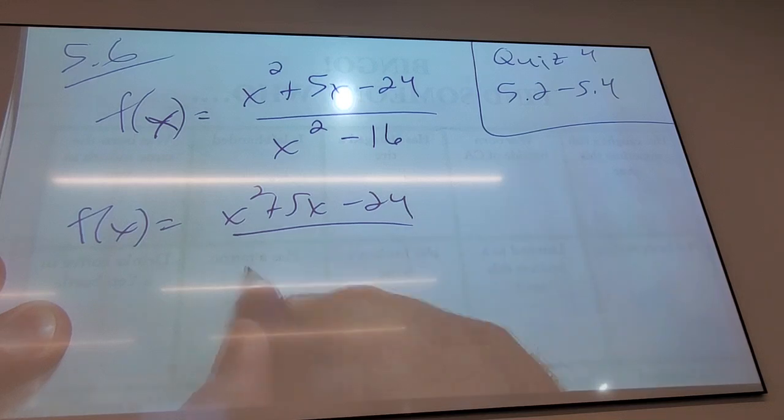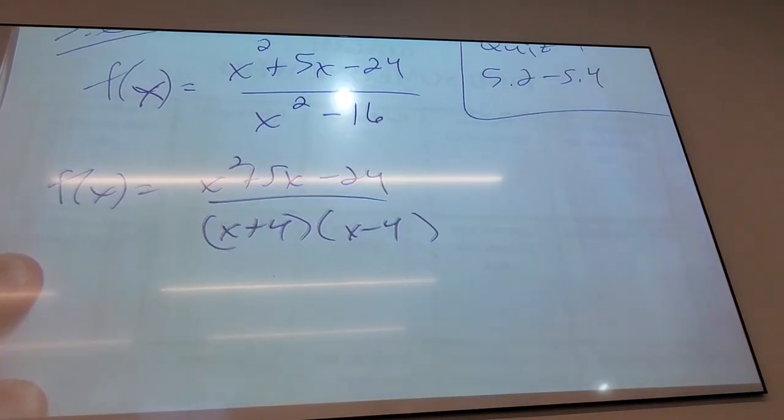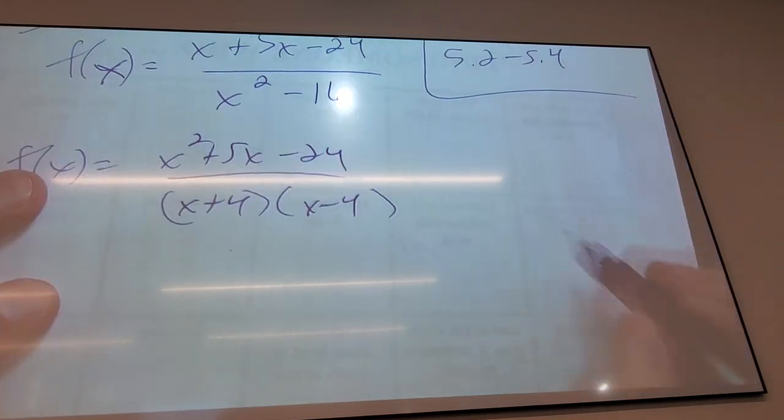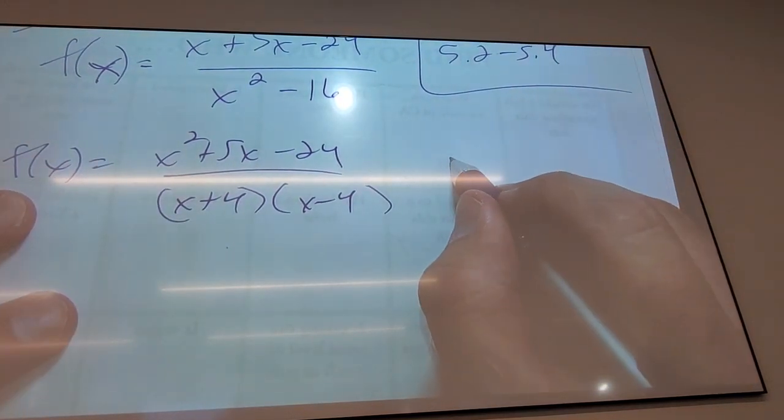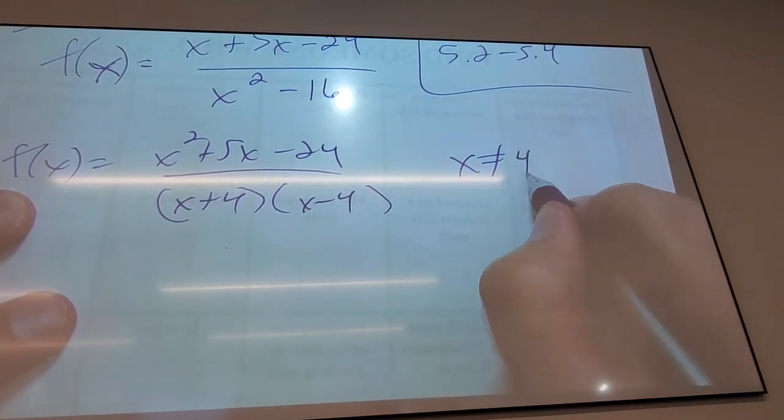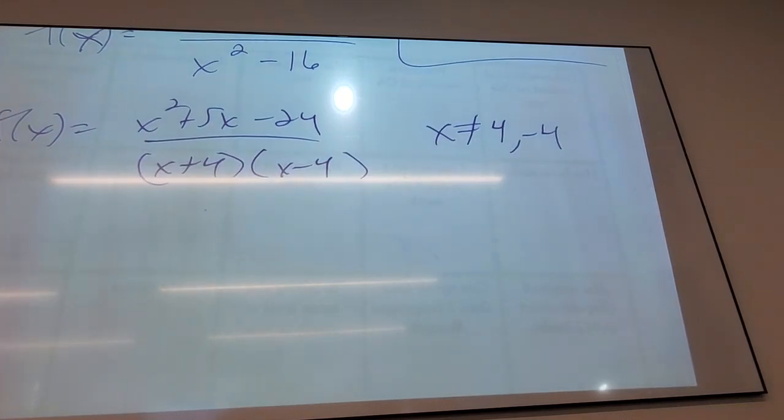And to make it easy, you just factor it, right? So where are the two places this thing freaks out? X can't be 4, negative 4. So what I want to do is focus on, well, what happens there? I know it can't be 4, but what does that mean graphically?